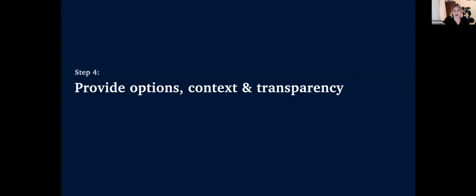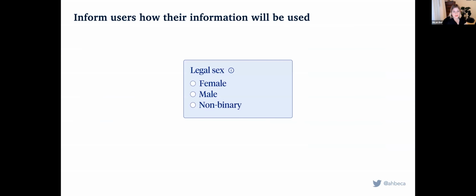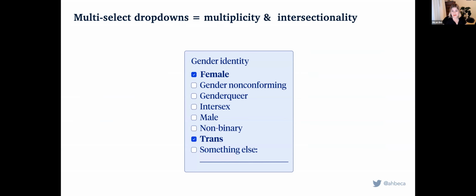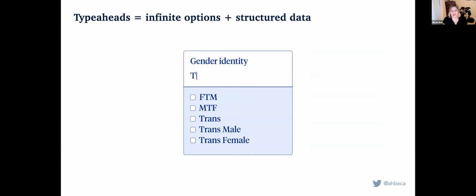Step 4 is provide options, context, and transparency. So when soliciting feedback from experts in our field and our users, some best practices really bubbled to the surface. First, inform users how their information will be used. This is an opportunity to educate all of your users, TGNC and cisgender alike, on what these terms mean and how they will be impacting them down the line. Multi-select dropdowns also allow for multiplicity and intersectionality, which is a better experience for all. And type-aheads allow for infinite options while also retaining structured data.